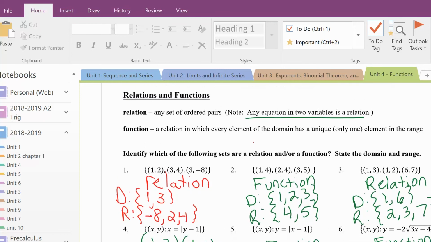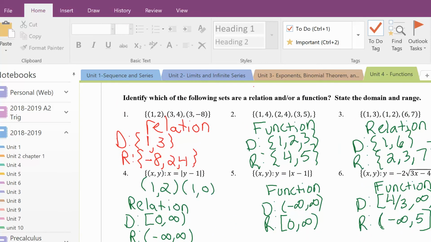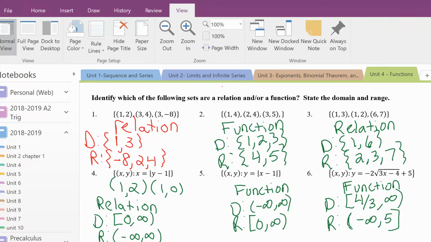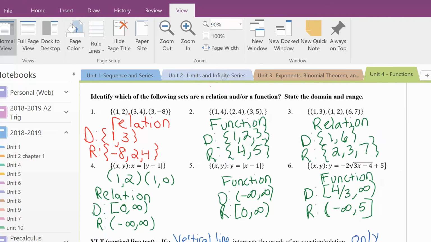A function is a special type of relation in which every element of the domain has a unique, or only one, element in the range. So some examples here. If you notice, number one, zoom in, out a little bit.